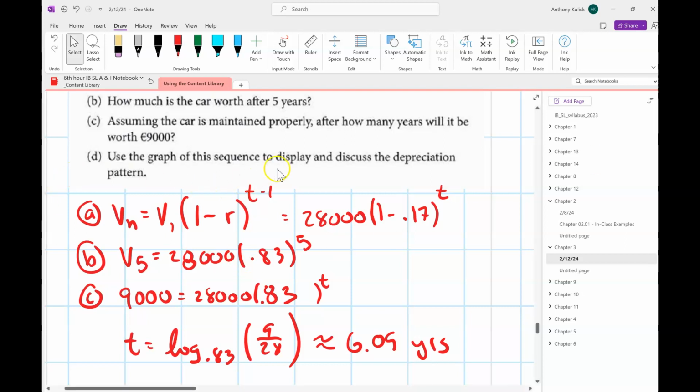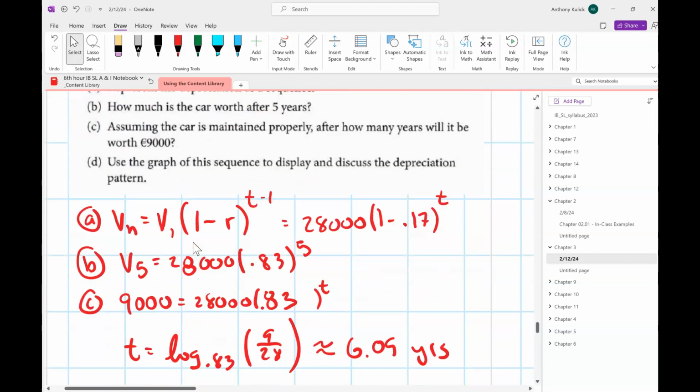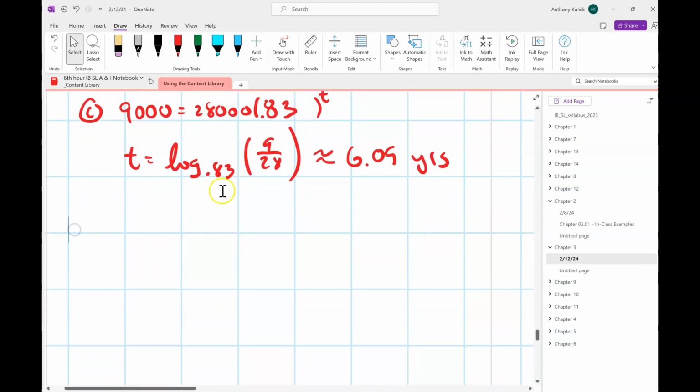Use the graph of the sequence to display and discuss the depreciation pattern. Looks like it's exponentially decreasing, right? I don't know what else they're expecting to say there. Starts fast and then slows down. I don't know. It seems like a weird question to me. So that's the first 3 sections of chapter 3.